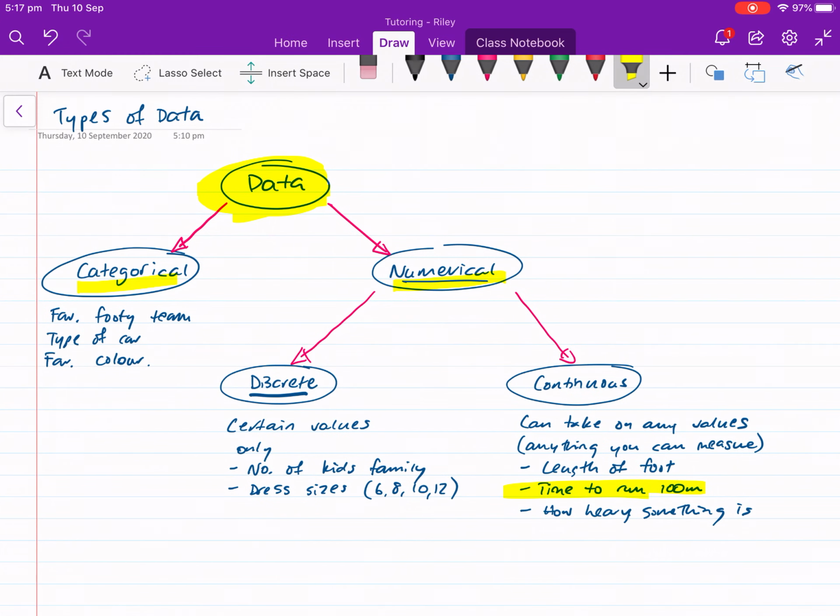All data sits up top. You've got categorical, which is anything you can categorize. Then you've got numerical data, which splits off into discrete and continuous. Discrete, certain values only. Continuous, can take on any value.